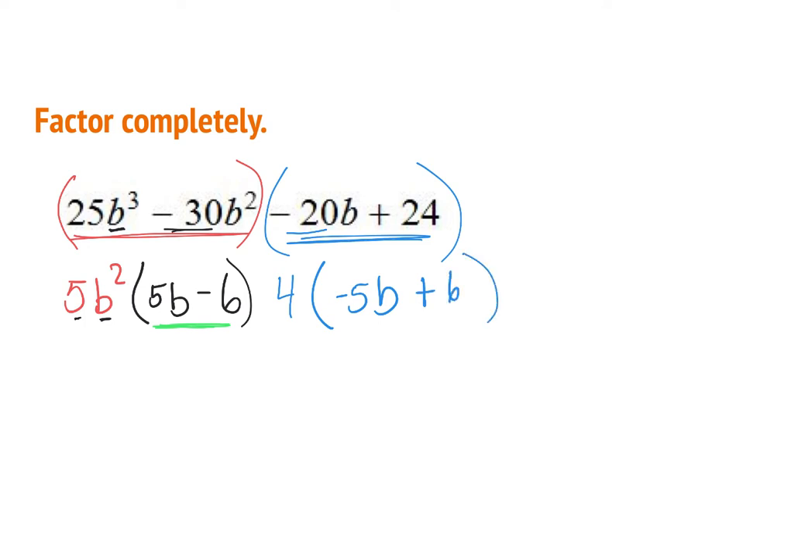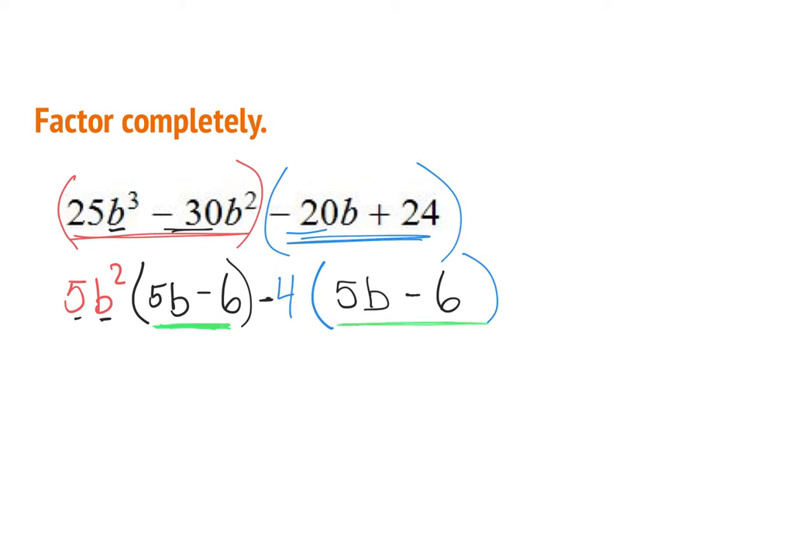I do not have the same thing as I do in my first parentheses, but it's pretty close. I just need it to be its opposite. So if I would have divided by, or factored out, a negative 4 as opposed to the positive 4, that would have changed my inside. So negative 20 divided by negative 4 gives me a positive 5b. And then 24 divided by negative 4 gives me a negative 6. And now my two parentheses are alike.